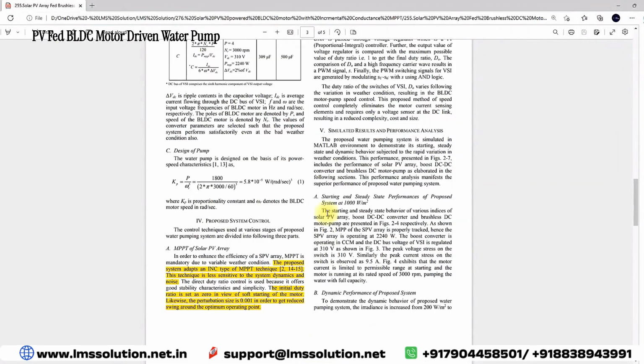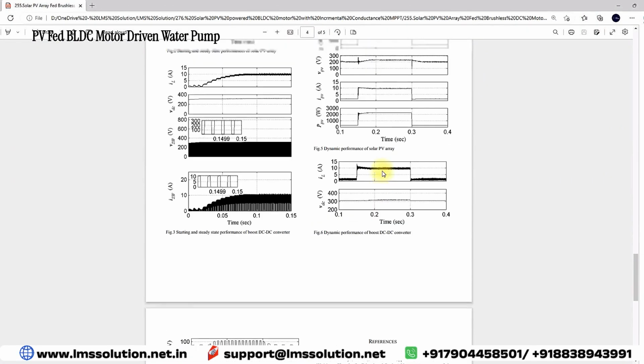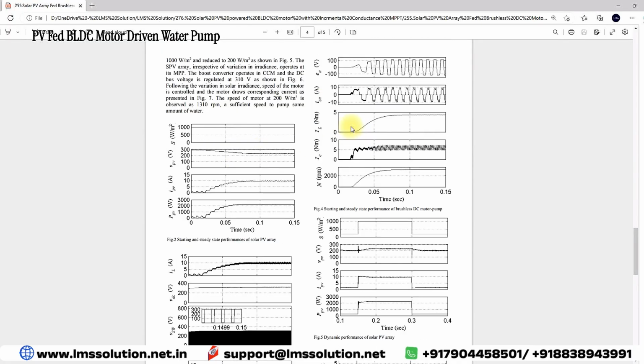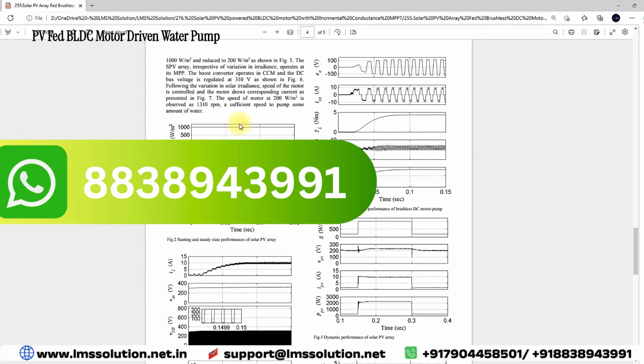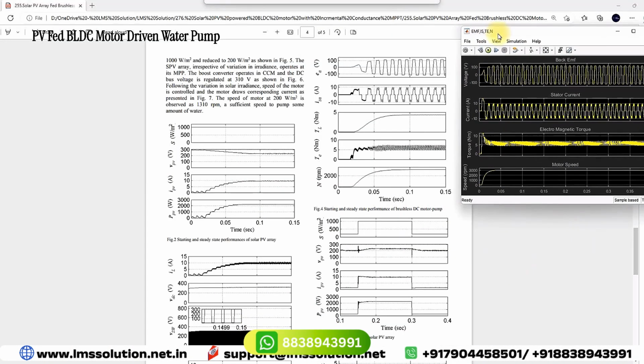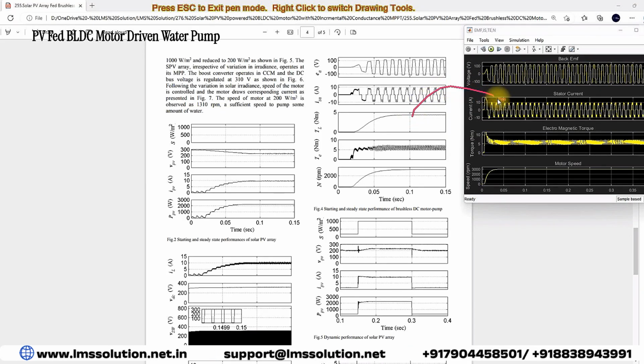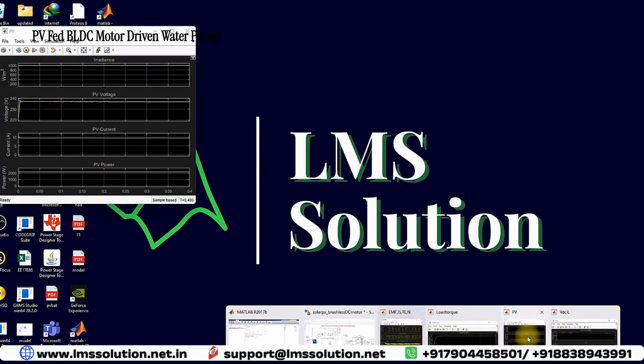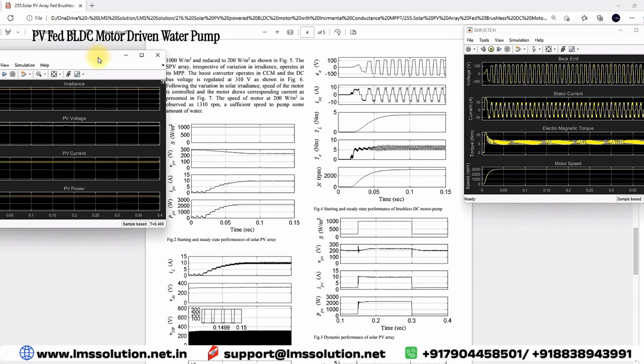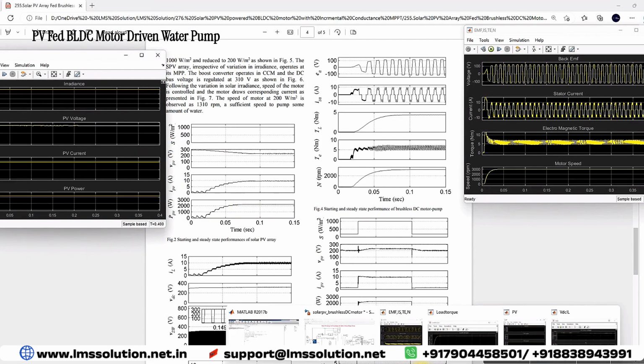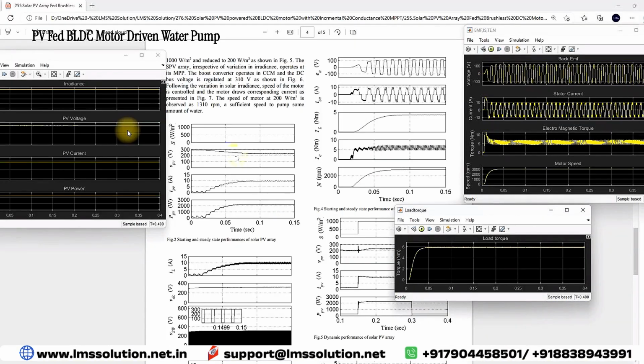We can check the result of the paper also. We will get this kind of result for 1000 watts per meter square. The same kind of result only we are getting. Here you can see that this result will be same. Both results are same, and then here we have PV detail. Here you can see that this detail both will be same, and then here you will have that load torque. Whatever result in the paper, same result only we are getting.